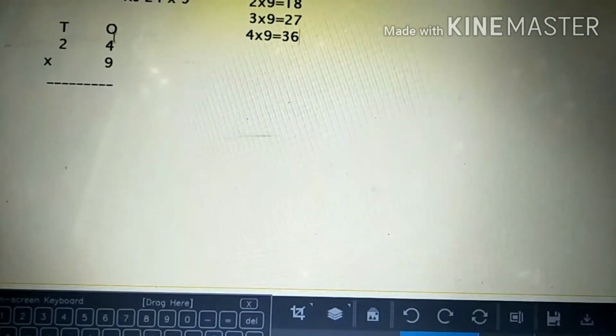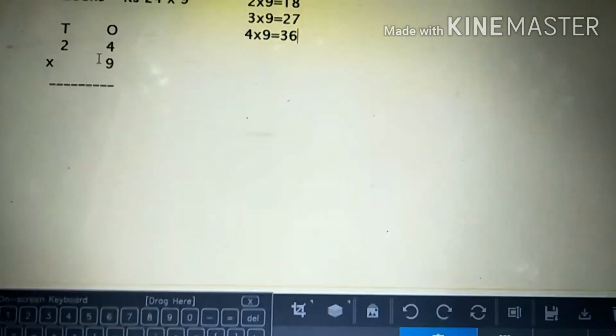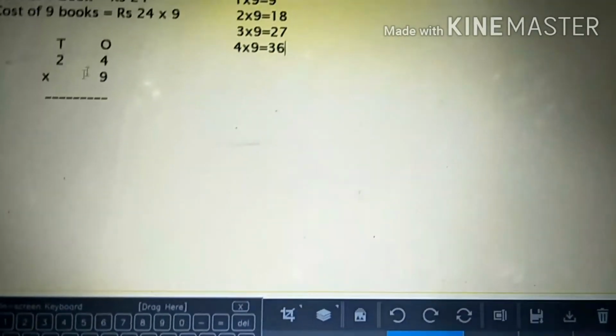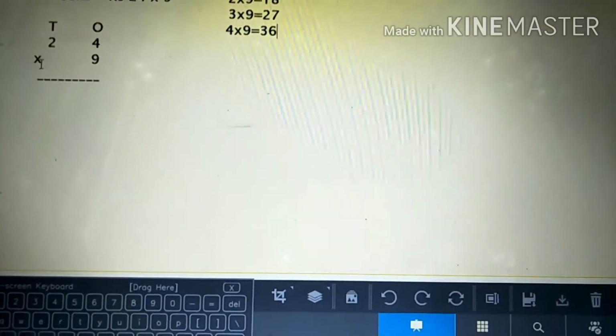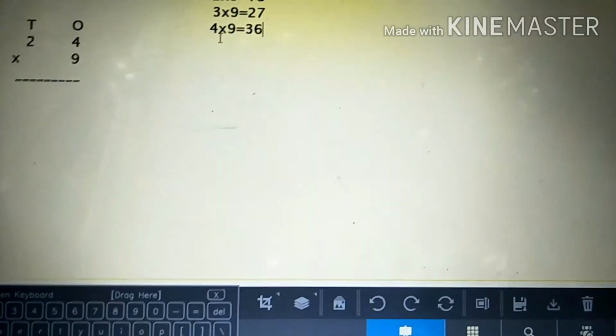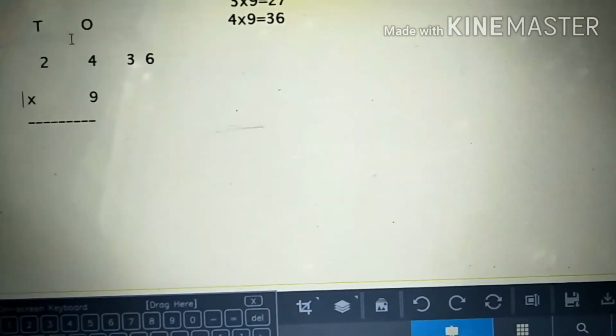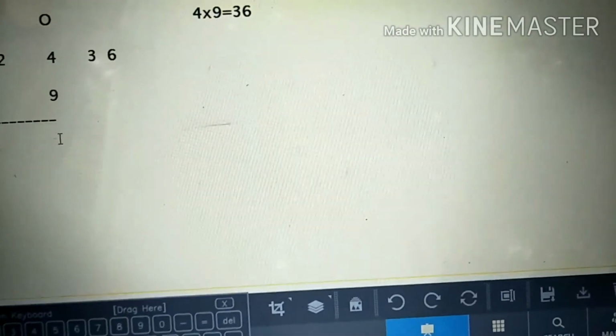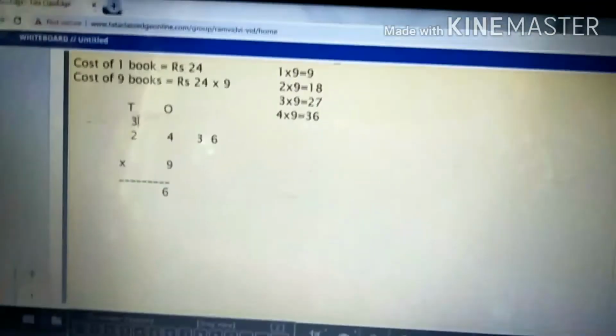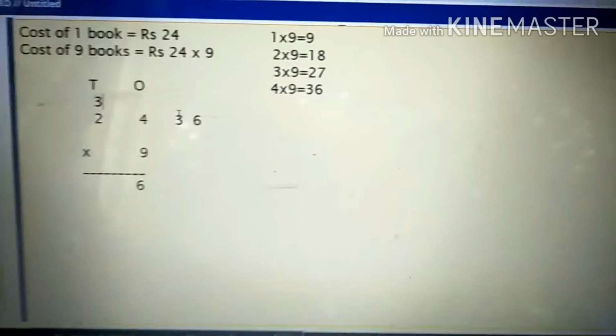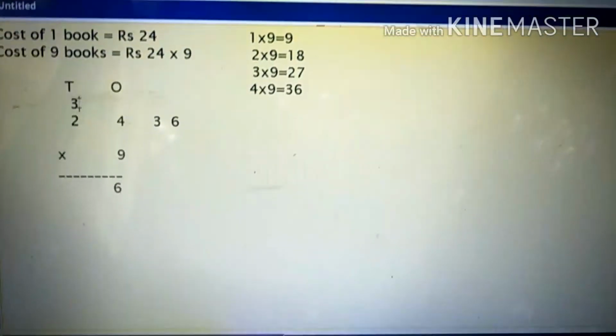Now, we come to the ones place. Here we have 4. We want to multiply it by 9. So, 9 fours are 36. So, write the 6 under the ones place. Carry over this 3 into the tens place.